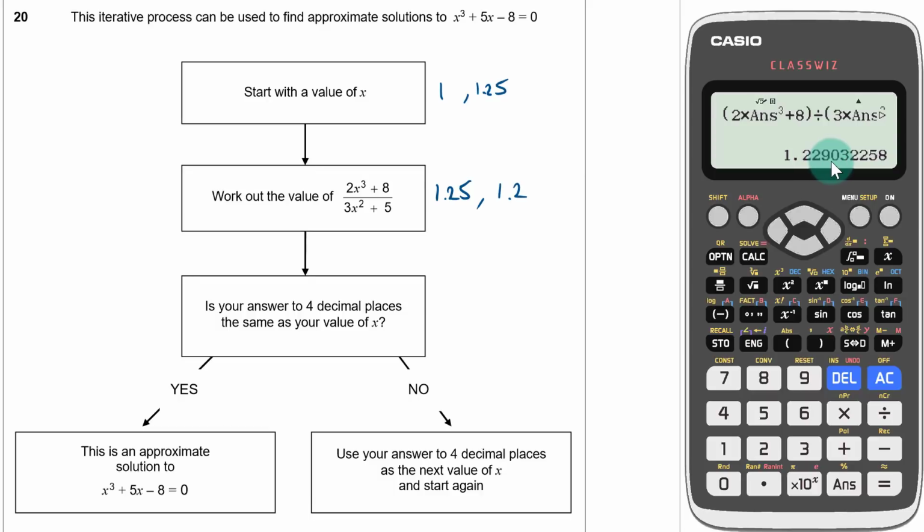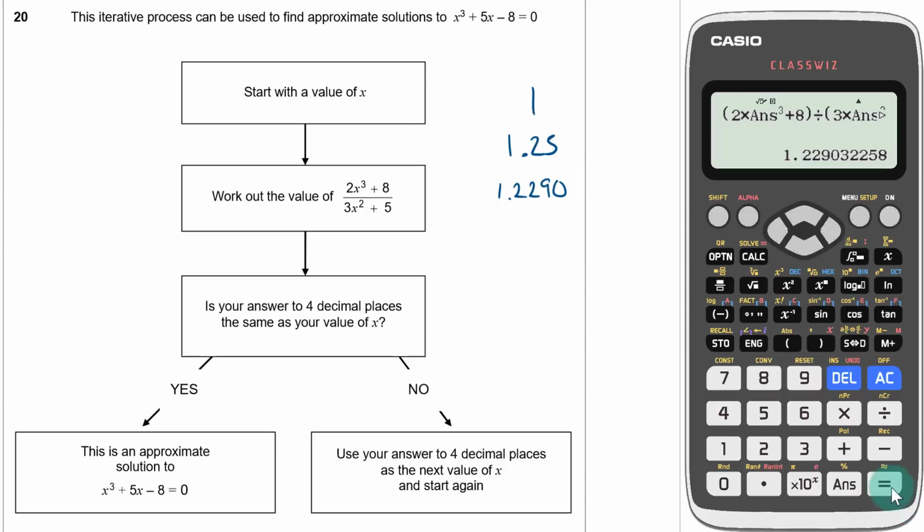1.229. We need to do these to 4 decimal places, don't we? So let's start that one. Okay, so let's write this down as a table. So the first one was 1. The first solution was 1, and then we had 1.25, and now we've got 1.2290. Okay? Right, so now we need to feed that answer back in again.